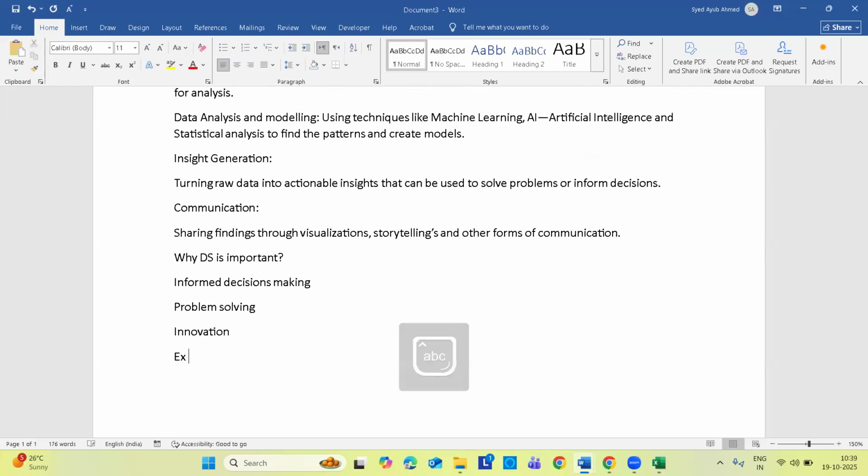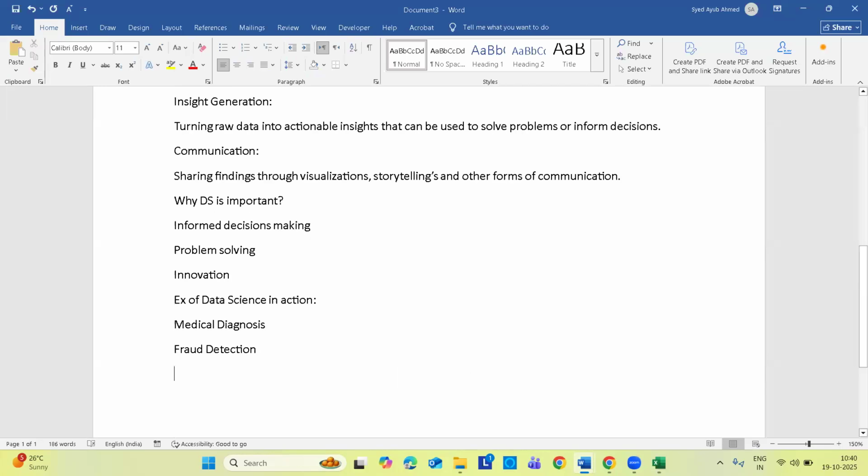Some examples of data science in action. So where it applies: medical diagnosis, fraud detection, for example banking fraud or any kind of transaction, that can also be captured or monitored using data science. And some recommendations. Clear? Recommendations also are part of it.